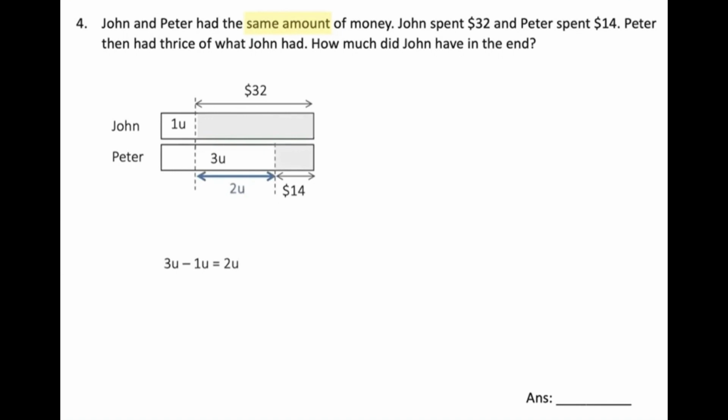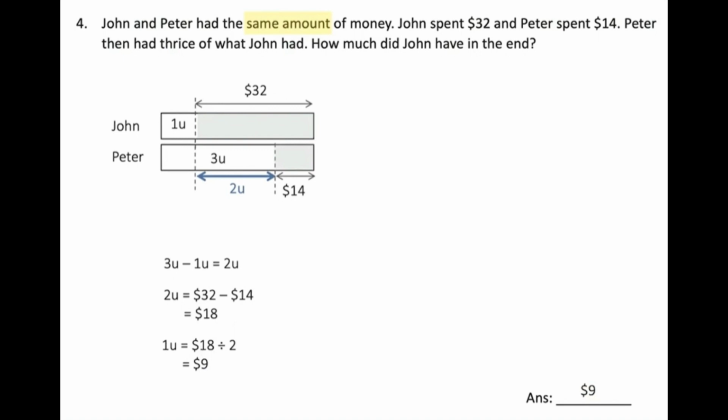Now, after that, you must ask yourself, what's the value of these 2 units? Look at the model. You can see that 2 units is represented by the difference of $32 and $14, right? Look at the value because you're looking for the value of 2 units. So compare the values. So 2 units is $18. 1 unit is $9. Read the question again. How much did John have in the end? So look at the model. John in the end is 1 unit. So the answer is $9.